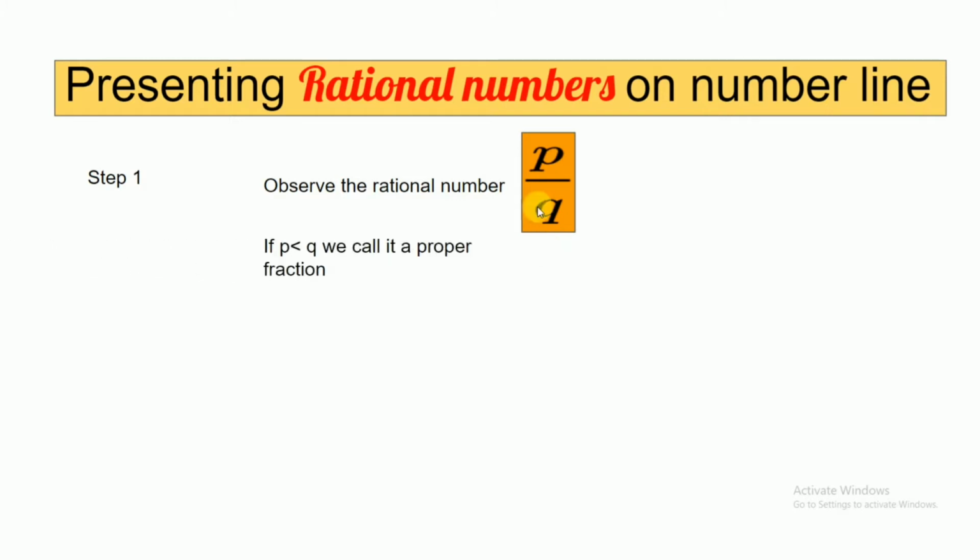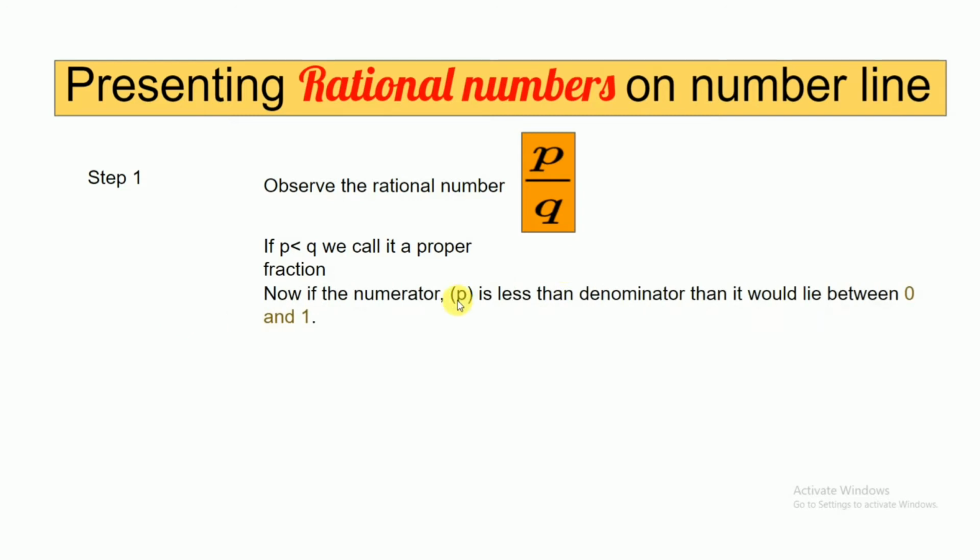When we have P less than Q, that is, the numerator less than the denominator, we call it a proper fraction. If we have P, the numerator, greater than the denominator, we call it an improper fraction.